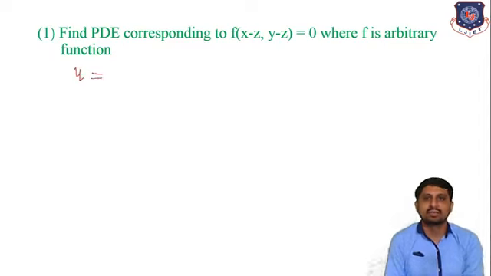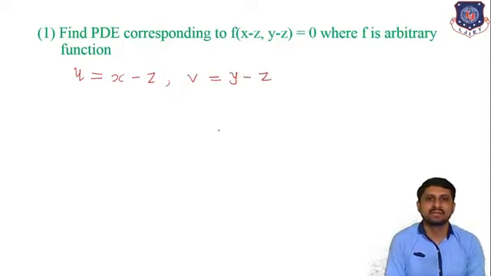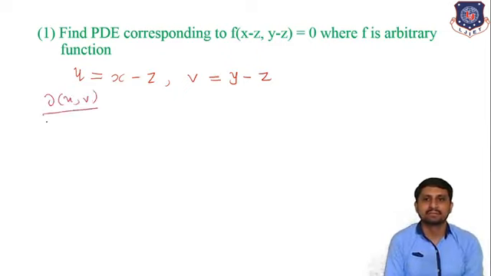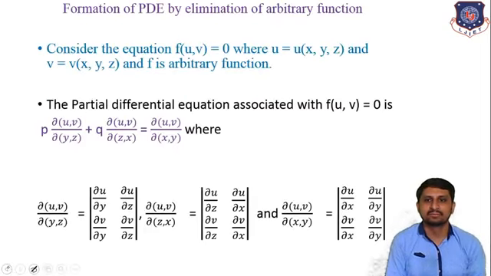u is equal to x minus z, and v is equal to y minus z. Easy to understand. Now first we find del(u,v) by del(y,z), the first Jacobian determinant. So first I write del u by del y, del u by del z, del v by del y and del v by del z.